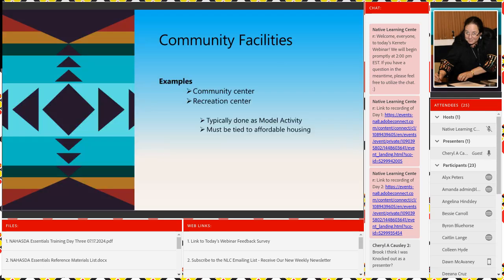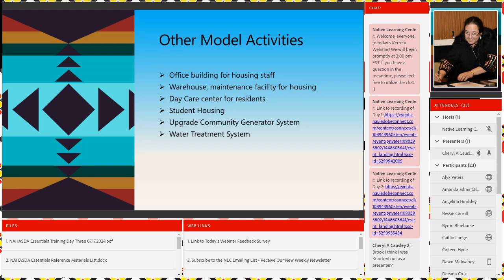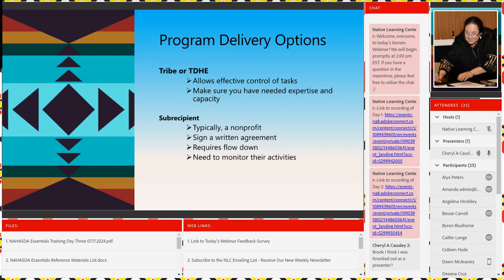Community facilities, community centers, recreation centers that service them, typically done as a model activity, has to be tied to that affordable housing. Other model activities: office building for your housing staff, warehouse, maintenance facility for housing, your maintenance barns, daycare for residents, student housing, upgrade a generator system. That would be a big thing in Florida, water treatment systems.